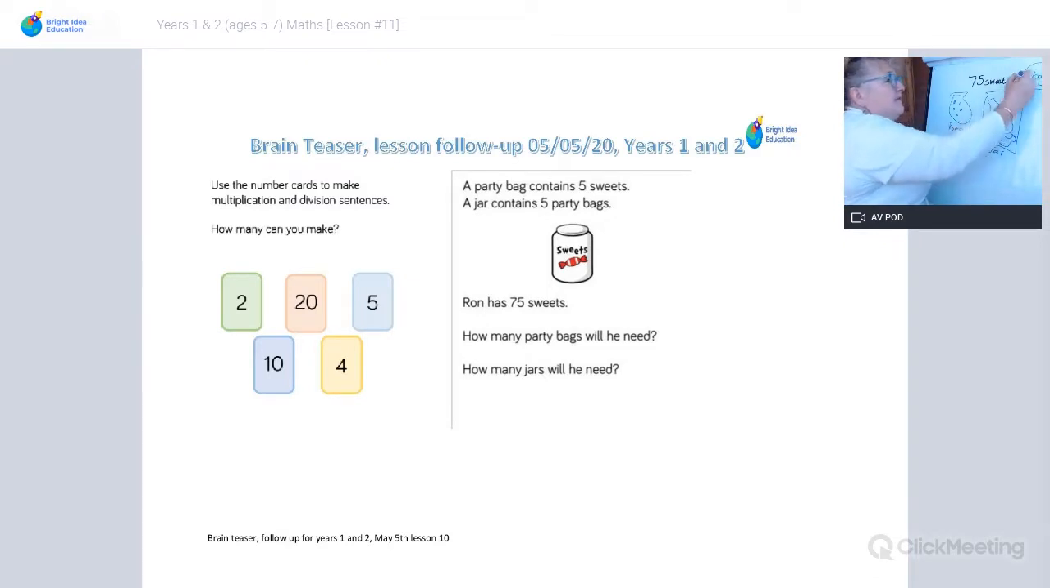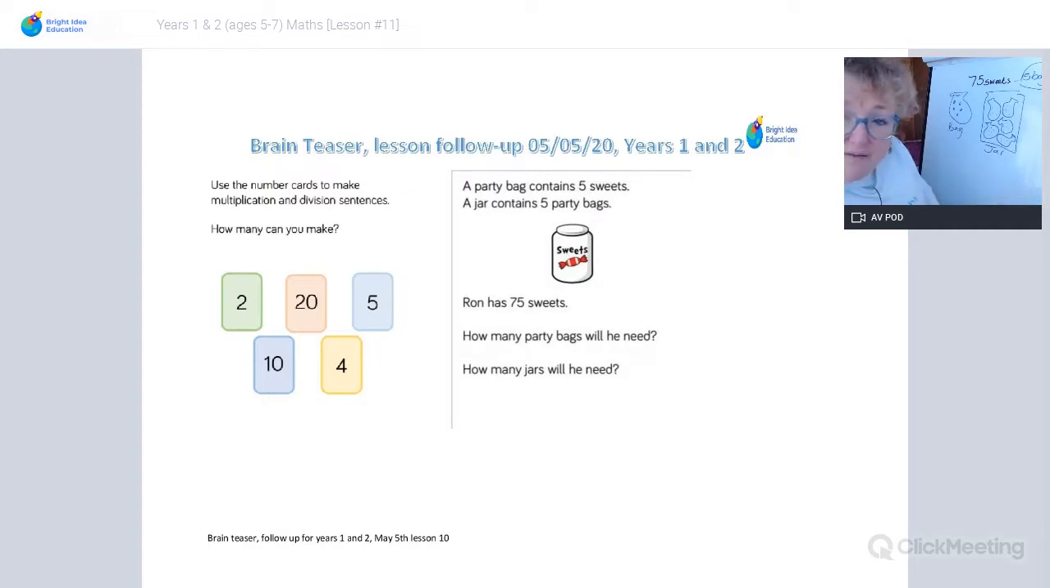Well done for those who said 15 straight away. He will need 15 bags for 75 sweets because you can make 15 5s out of 75. You can make 15 groups of 5. You count them up. You've got 15 groups, 15 bags of sweets with 5 in each bag. You will have 75 sweets. So he has 15 bags and each jar will hold 5.